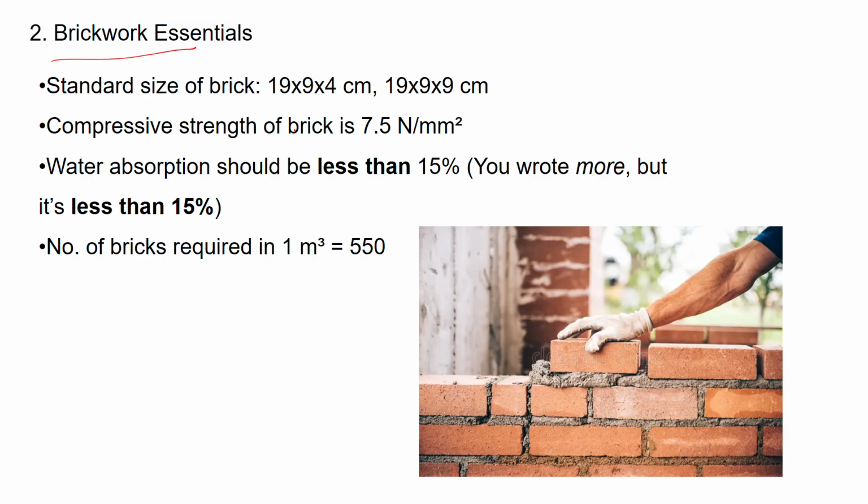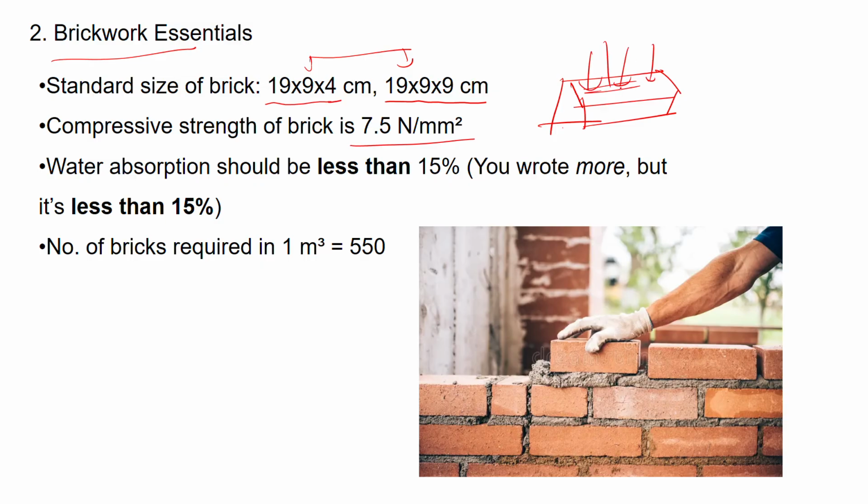Next is brickwork essentials. The normal brick sizes are 19 into 9 into 4 centimeters and 19 into 9 into 9 centimeters. These are the two normal sizes we use in the industry. The compressive strength of the brick is 7.5 Newton per mm square. That means if you add a load to it using compression, the brick has a strength of 7.5.